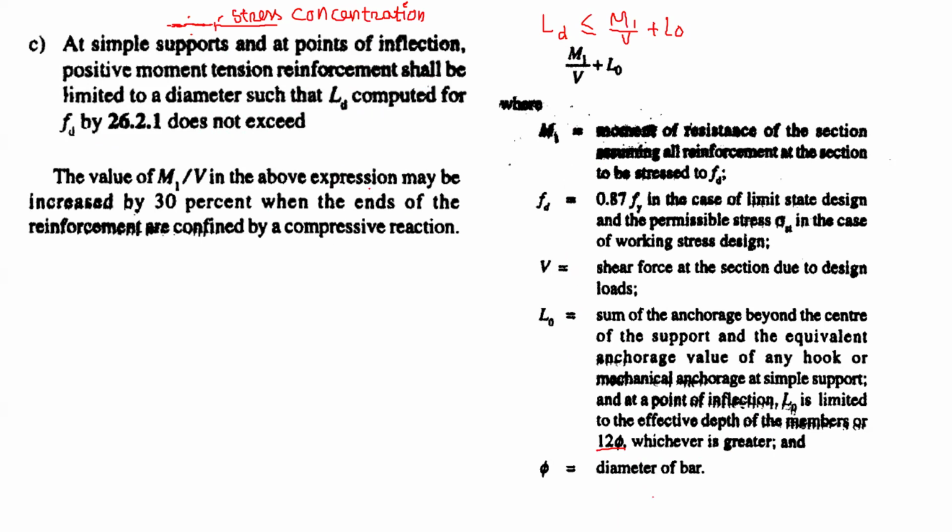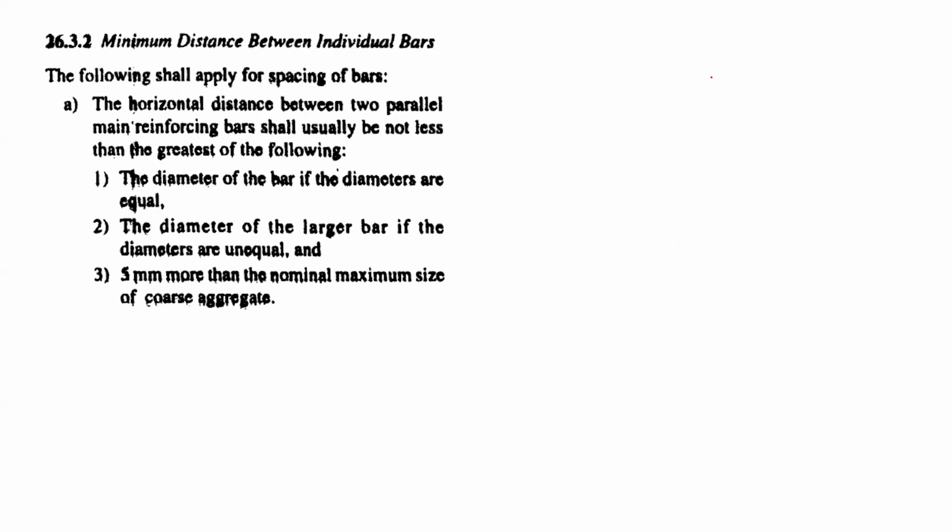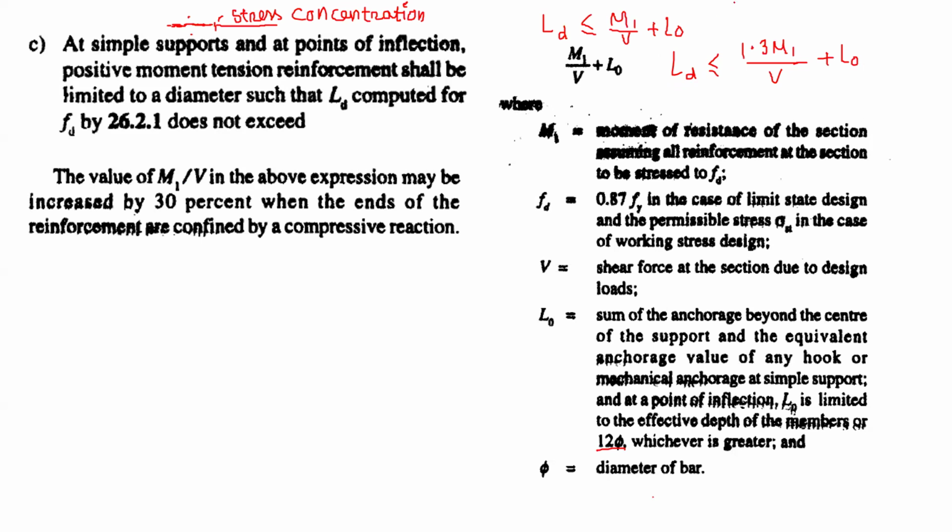The value of M1 by V in the above expression may be increased by 30% when the ends of the reinforcement are confined by a compressive action. Means this value is less than or equal to 1.3 M1 by V plus L naught. So that is our value. LD we are going to calculate with the formula LD equals phi sigma S upon 4 tau BD, where tau B is the bond stress.